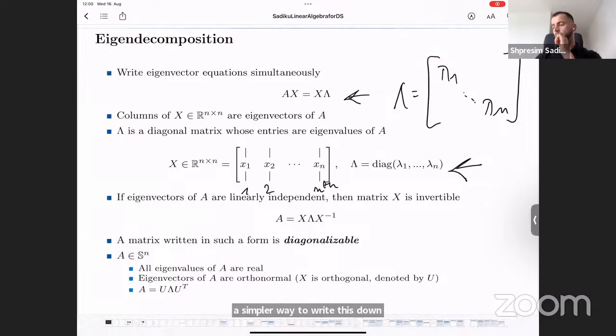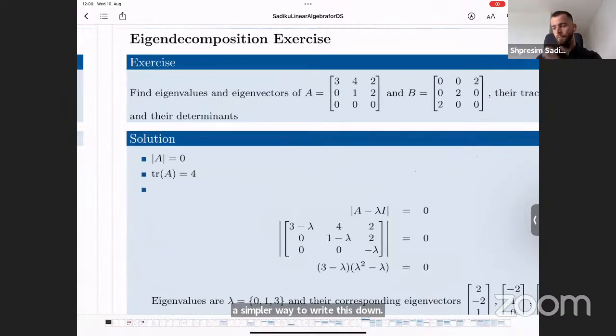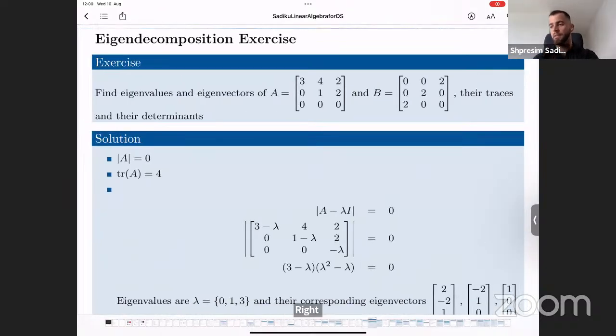All right, so much for the theory. Let's look at an example. First of all, we want to find the eigenvalues and eigenvectors of matrices A, which is an upper triangular matrix, and matrix P, which is a matrix that contains only 2's on the diagonal. We want to find their traces and their determinants.